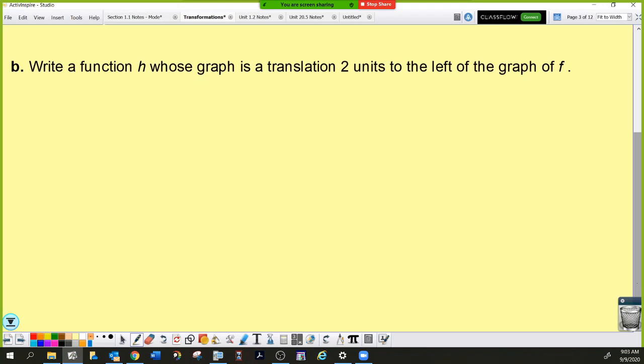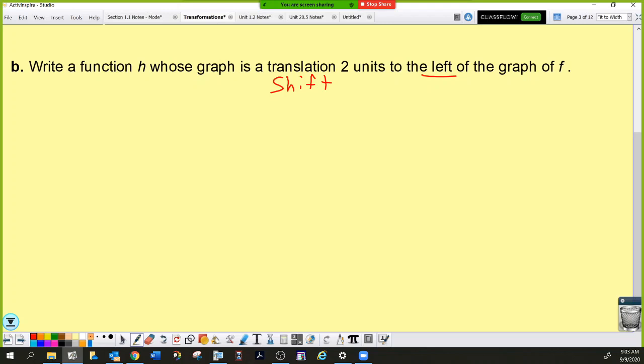We've been asked to find a function h, whose graph is a translation, which again means shift. I'm just going to go ahead and write shift 2 units left. So let me grab my handy dandy student beaters. There we go. All righty. Nobody even chuckled. It's okay.